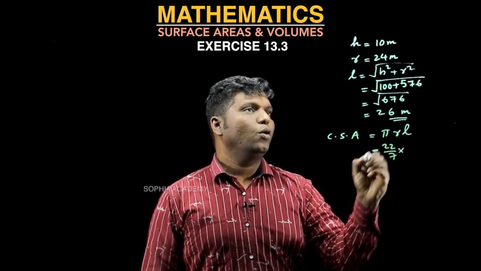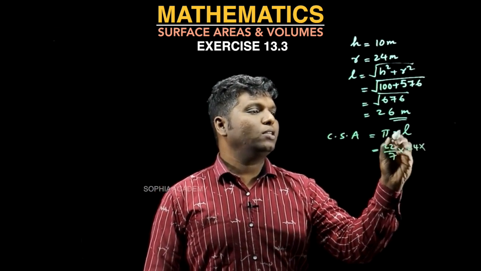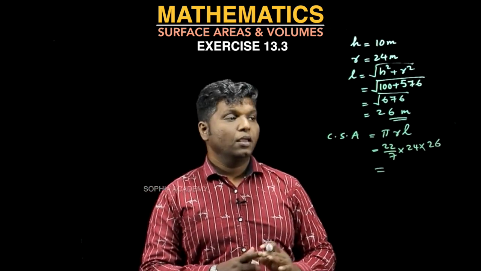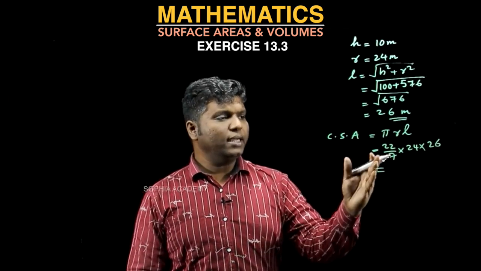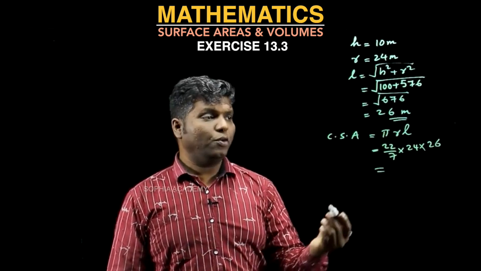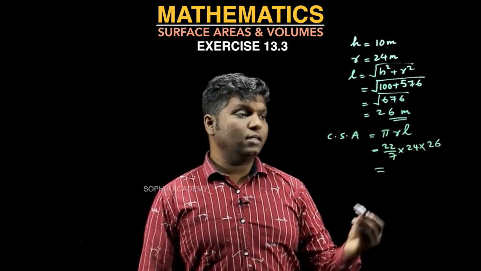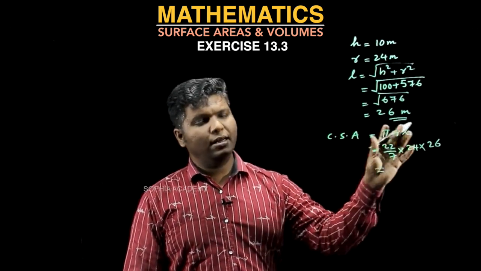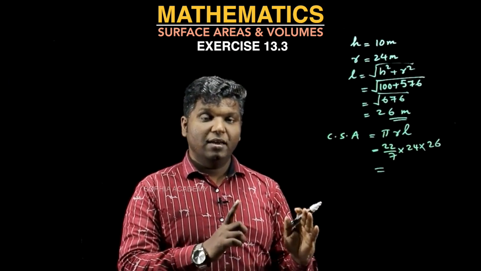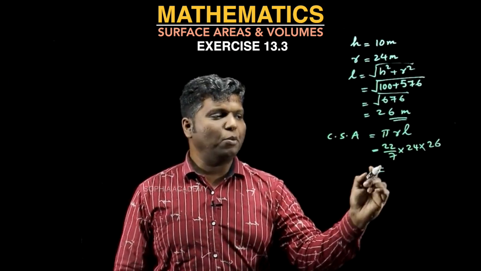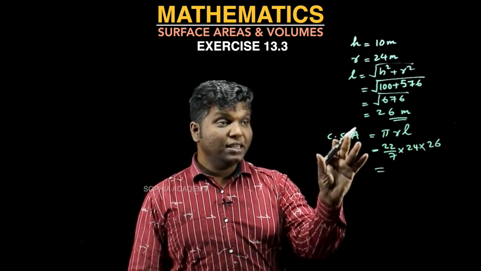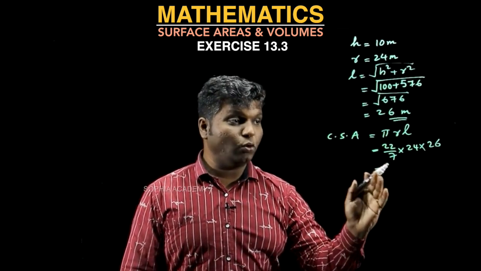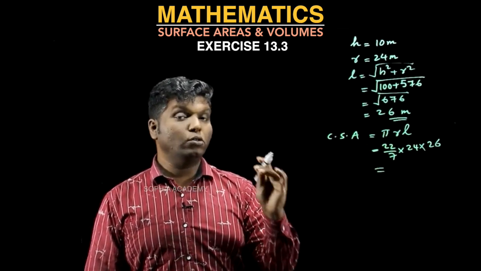22 by 7 into, what is your R? It is 24, and what is your L? It is 26. So multiplying all these things together, finally you will get the CSA. So actually here there is nothing to cut, right? 7 and 24 we cannot cancel them. 7 and 26 we cannot cancel them. 7 and 22 we cannot cancel them. So normally what students used to do, most probably they will cancel here and there, and they will make it into a decimal place. So it's better to keep it there. I'm not writing this answer, keep it there, because this is not my question. My question is to find the cost. So keeping this in this condition itself, I will go to the next part.